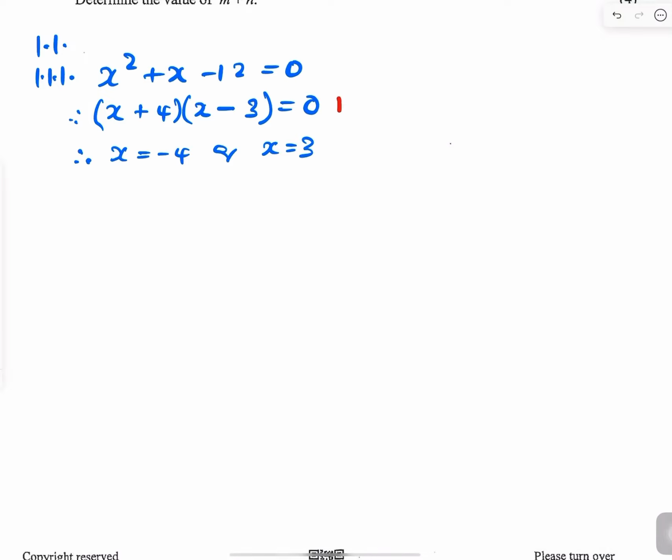Now you get a mark for the correct factors, and 1 mark for x being 3, and 1 mark for x being what? Negative 4. So that is 3 marks right there. And then now 1.1.2, you are given what now?